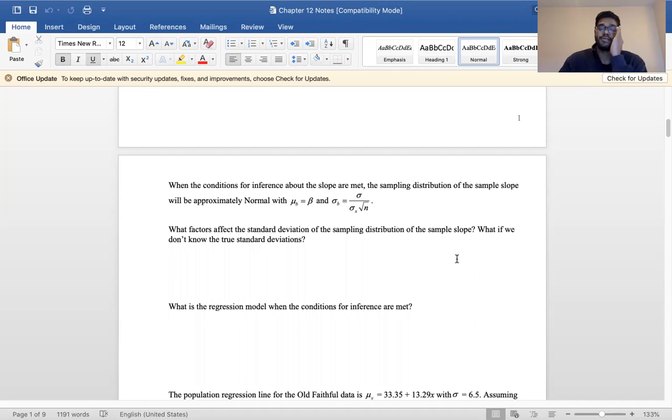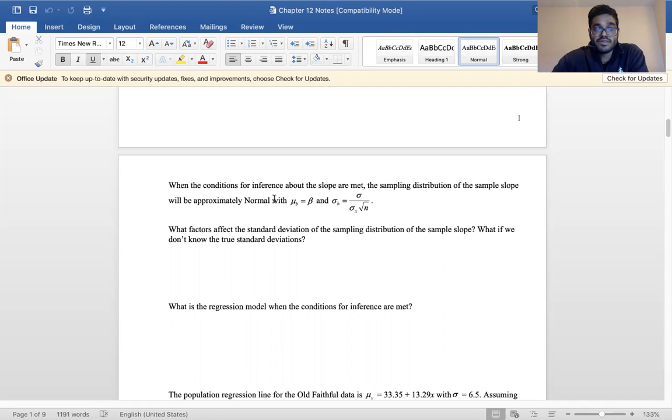The idea behind this is that we can come up with a bunch of different equations that are plausible for data sets. So if you look at this, when conditions for inference about the slope are met, the sampling distribution of the slope will be approximately normal, with the mean of beta being your slope, and the standard deviation being sigma over sigma x root n.